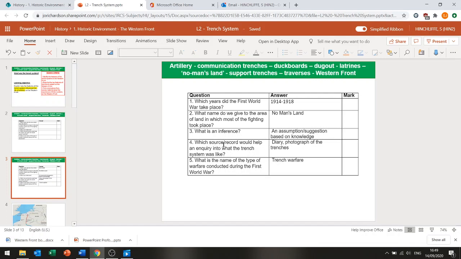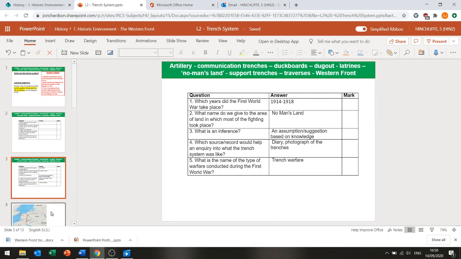What kind of source or record would help you understand more about the trench system? Well, a diary would be a good start, maybe the diary of a soldier who had actually fought in the trenches, or even a photograph. We've got lots of photographs of the trenches from the First World War, and they give us a good insight into what they looked like. And finally, the name of warfare during the First World War is often referred to as trench warfare.